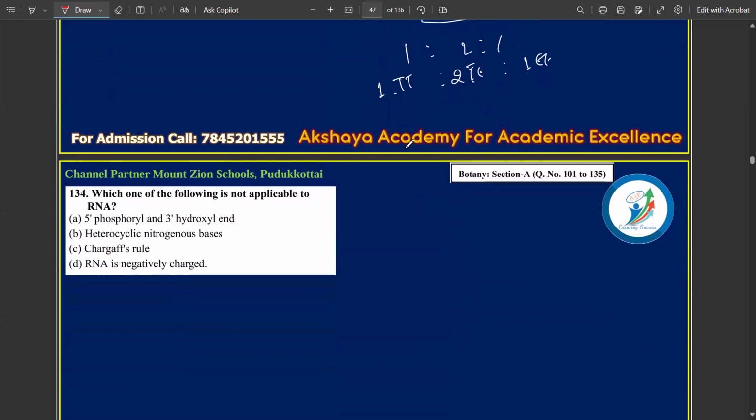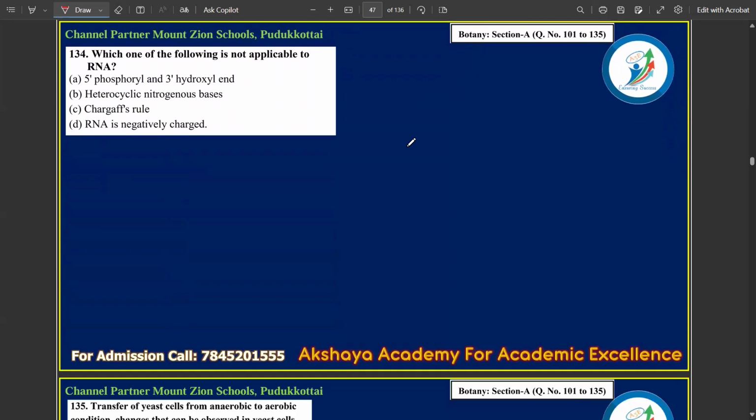Then your next question: which of the following is not applicable to RNA? First, it says 5' phosphoryl and 3' hydroxyl group. Do they have it? Yes, they have.